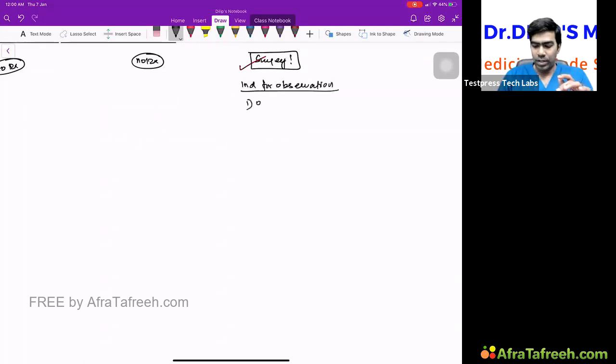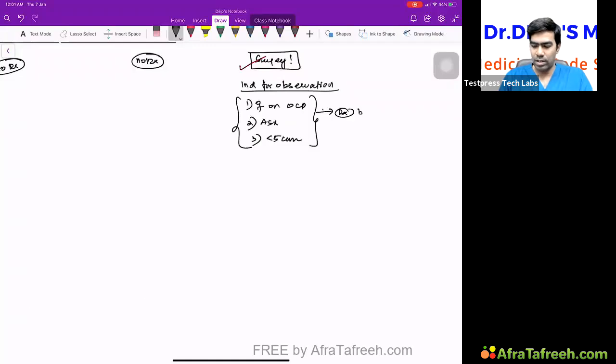So one, females on OCP, plus at the same time, if they are asymptomatic, plus at the same time, if the adenomas are less than 5 centimeter. So these can be managed by stopping oral contraceptive pills and following up the patient closely. So close observation is warranted with repeat scans, to see whether the size is coming down or not.